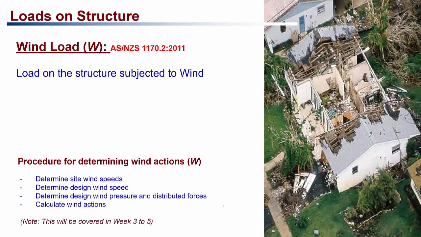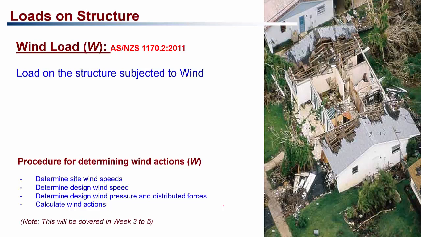Apart from the dead load and live load acting on a structure, there can be other different kinds of load acting on a structure as well, and one of them is wind load. As we are in a tropical environment here in Townsville, wind loading is quite an important part of the design that we have to consider while designing a structure. The general procedure of wind load calculation is that we first find out where the site is and what is the wind speed at the site. Then we find out the design wind speed, and then the design wind pressure and distributed forces because of the wind on the structure, and then we calculate the wind actions.